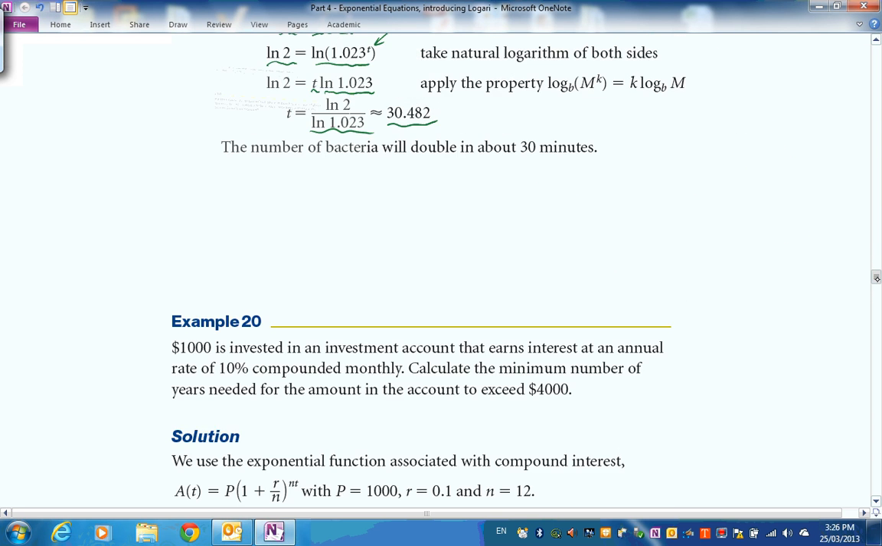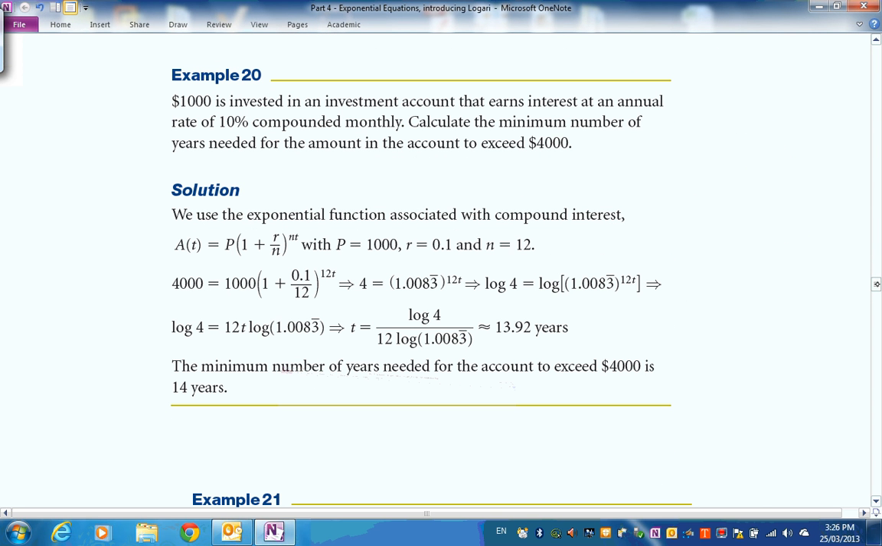All right, let's go and do another one. It's getting a bit repetitive now. And back to compound interest, investing $1,000. How long will it take to get to 4,000 at 10% compounded monthly?